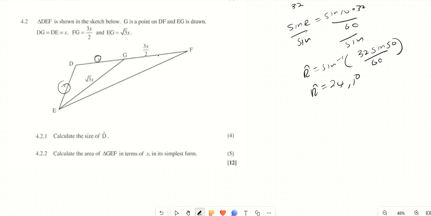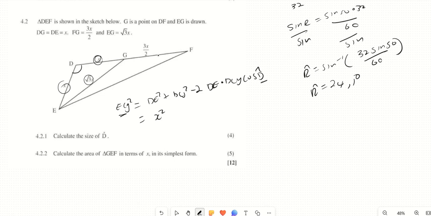Let's look at where D is. This is where D is. In this case, we're given three known sides and we're looking for an angle. So that qualifies for the cosine rule. We're going to say EG squared equals DG squared plus DE squared minus 2 times DG times DE times cos D, because we're given three sides and the root 3 x side is subtending angle D.